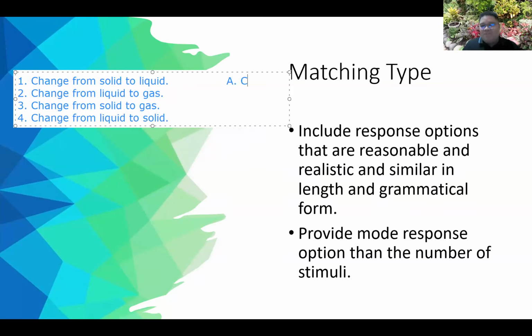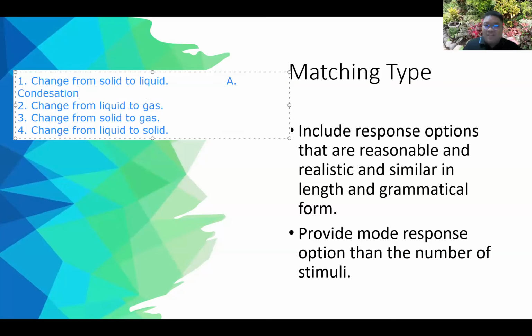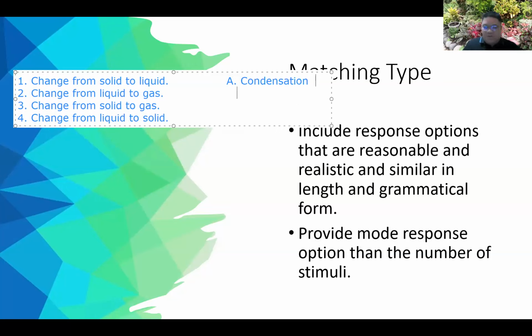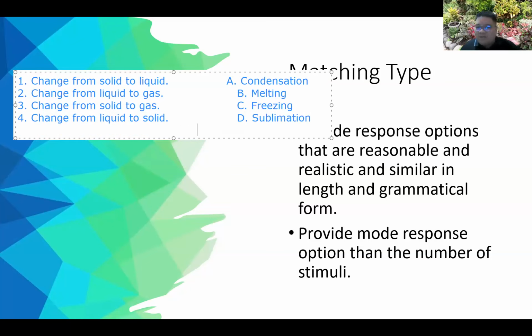So maybe one of the answers there would include condensation, and then another will be melting. You have freezing. If you are a science major, I hope that you will be able to touch on this. Melting, then you have your freezing, and then let's say for example, we have sublimation. And then let's give one distractor, for example deposition.